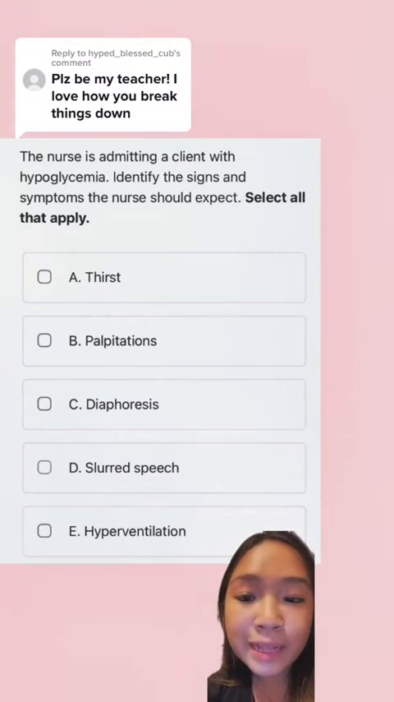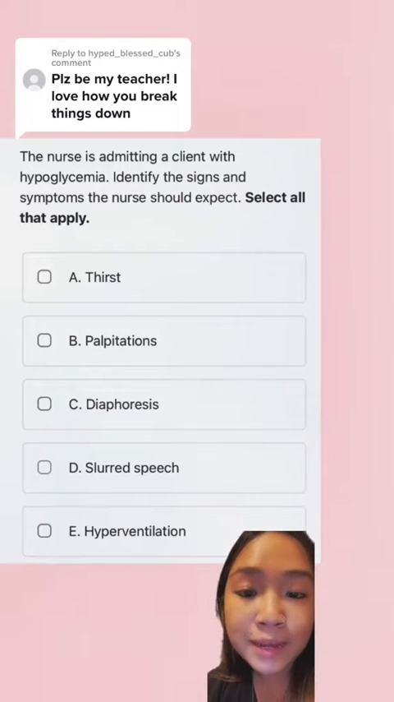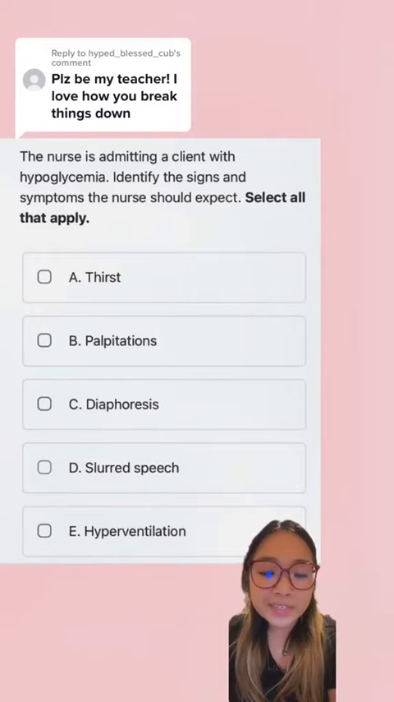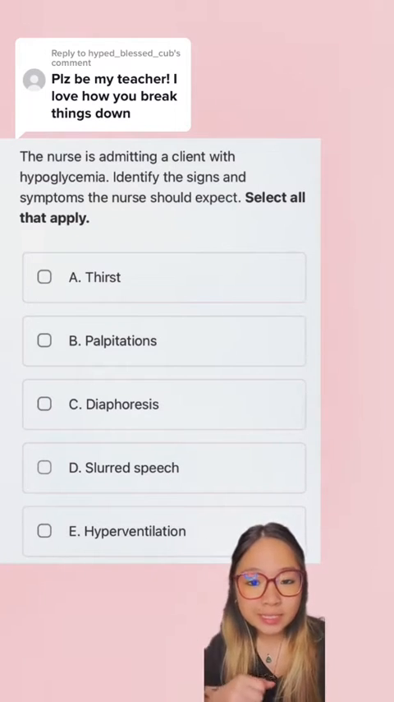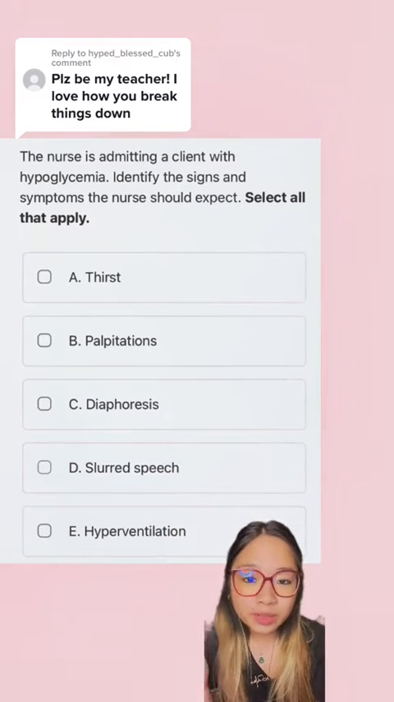Nurse is admitting a client with hypoglycemia. Identify the signs and symptoms the nurse should expect. Select all that apply. A, thirst. For this question, we need to know the signs and symptoms of hypoglycemia or low blood sugar.